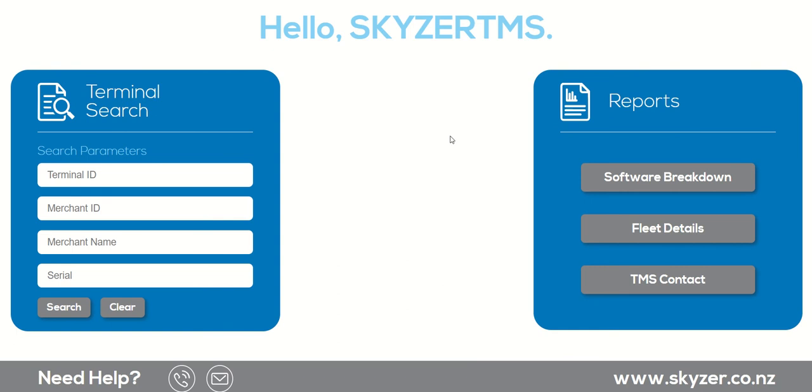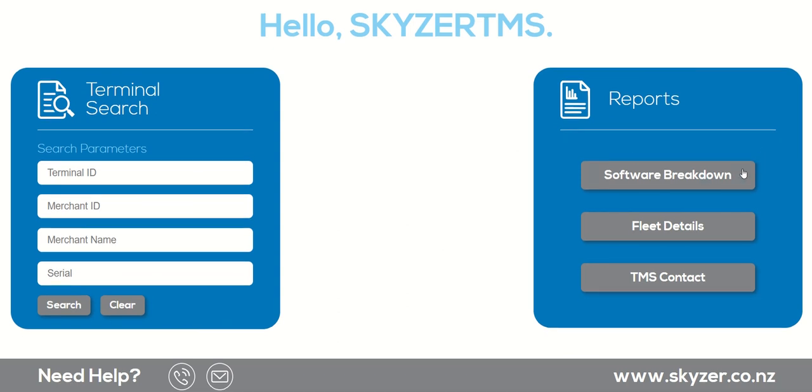Now we'll go through reports categories. There are 3 types of reports as shown: software breakdown, fleet details, and TMS contact. From these reports, you can now export and download the information in CSV format if required. Let's look at the software breakdown report.